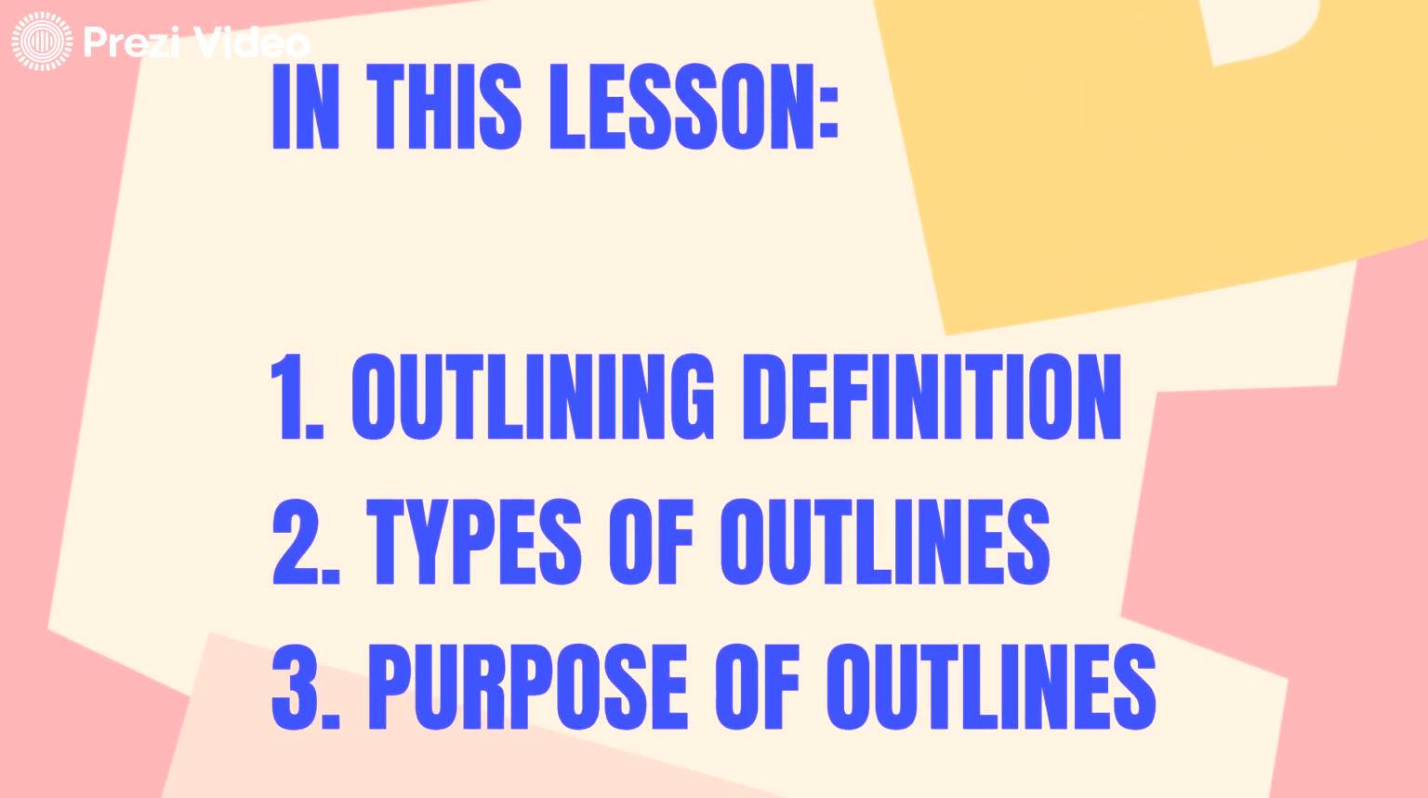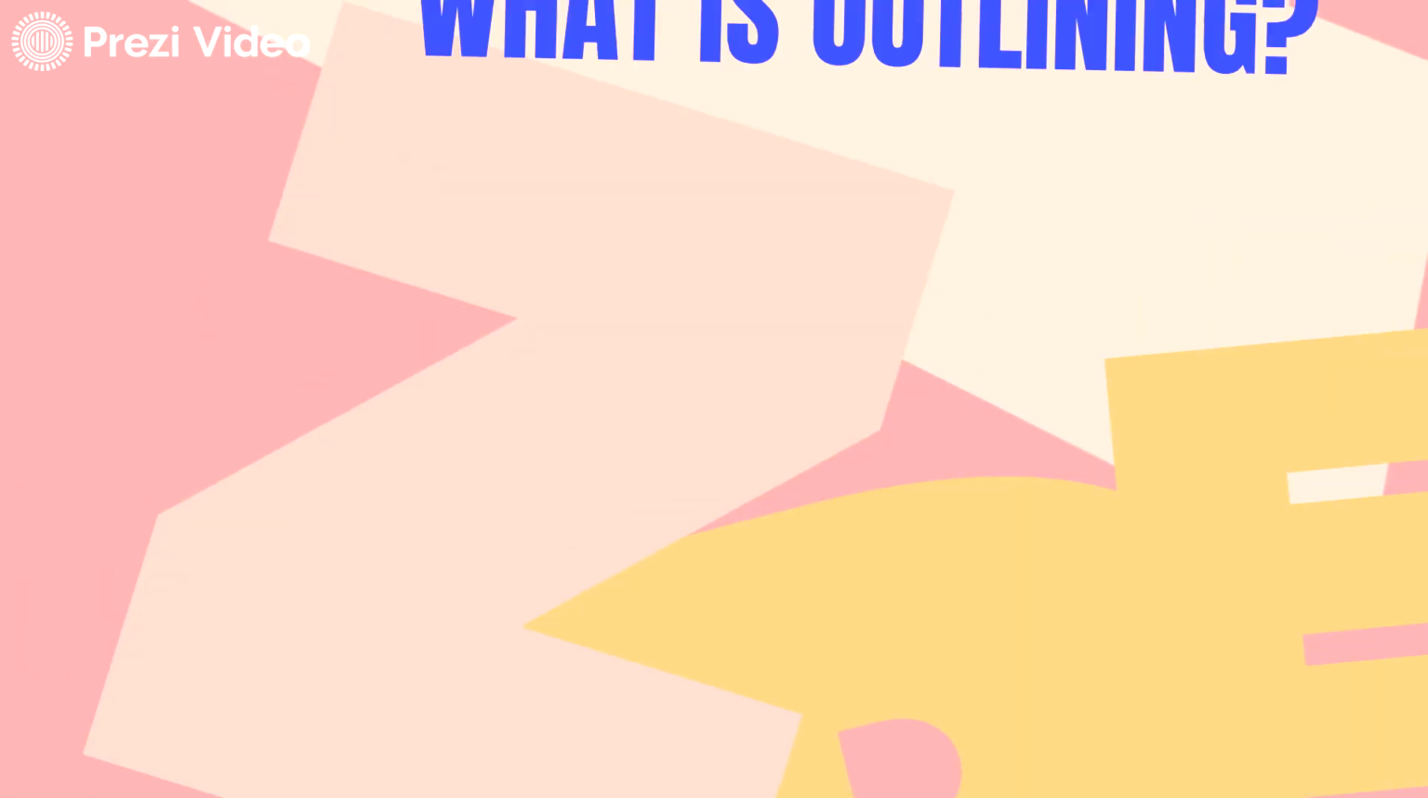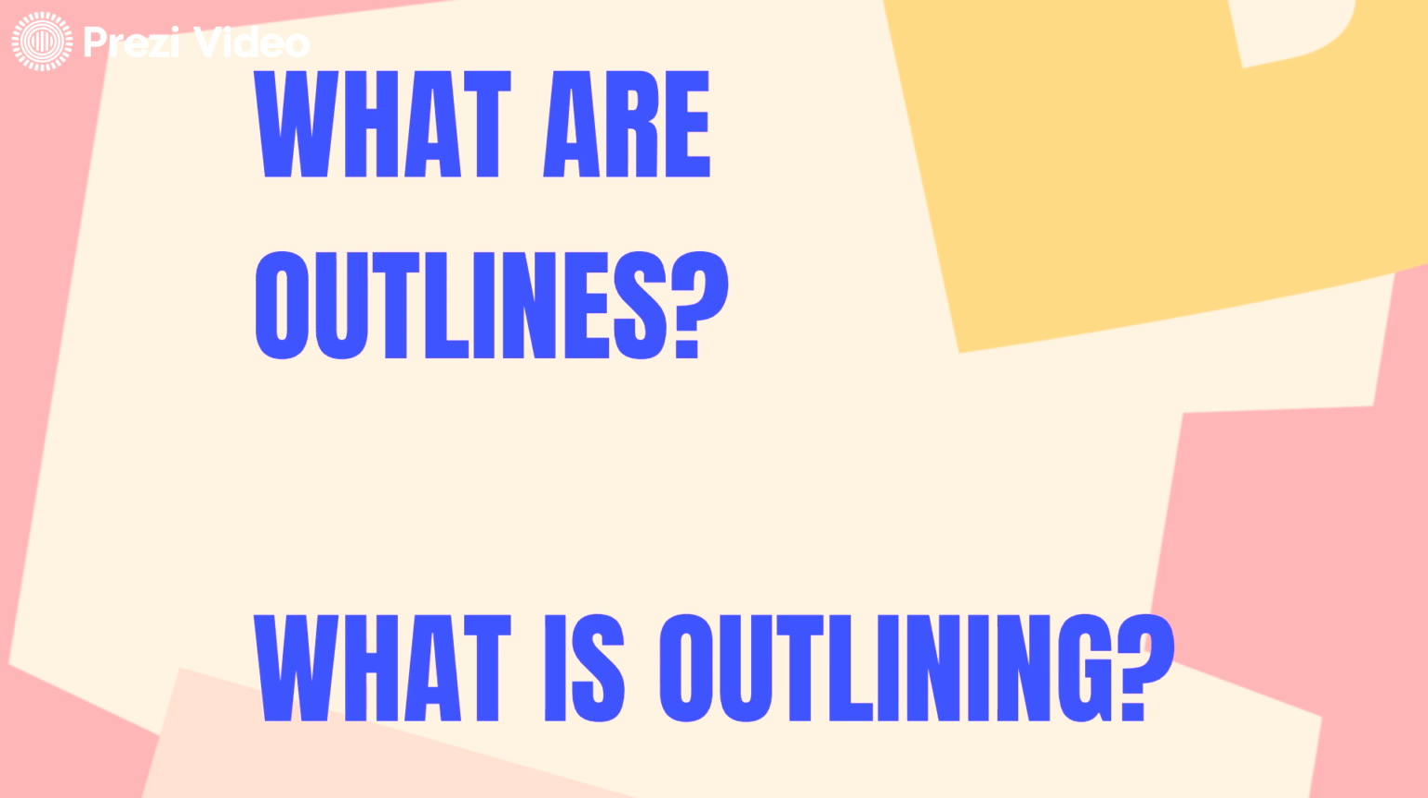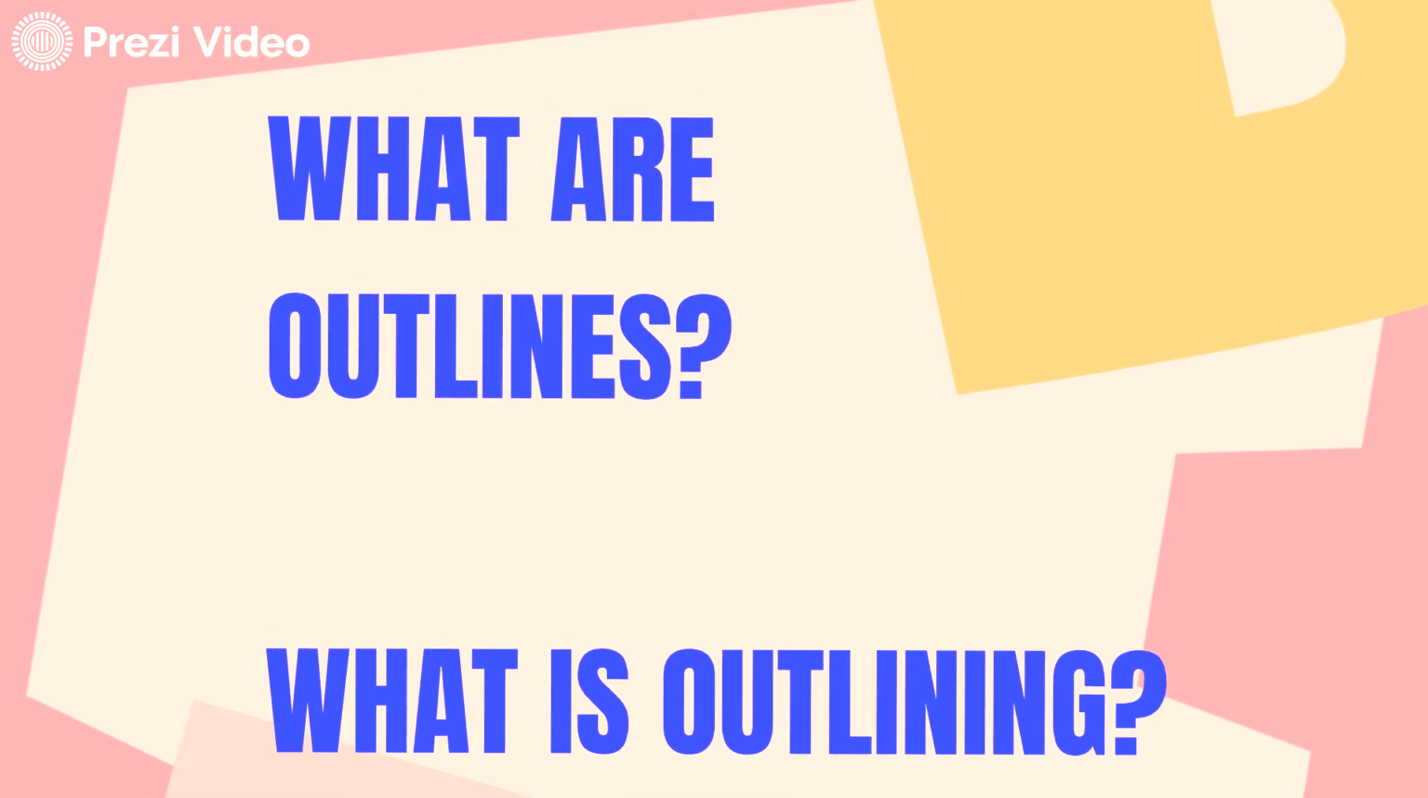Okay, so in this lesson, as I said, we are only going to focus on outlining, and we begin with defining the process of outlining, and then we move on to the types of outlines, and we will define them as well. Lastly, we are also going to discuss the purpose of outlines. Okay? Why are outlines created in the first place?